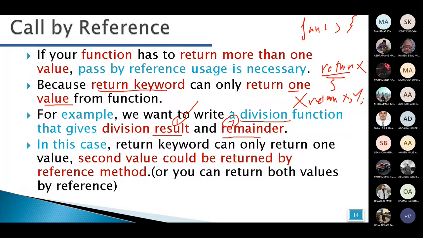You can use call by reference to keep the value of the other one. Or even, instead of using the return keyword, you can use call by reference to keep the value of the result and the remainder. Keep both. So you can use the return keyword to return one value and then call by reference to keep the other value. Or you can use call by reference to keep the two values, the result and remainder.